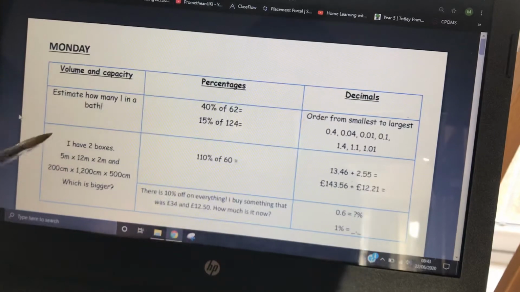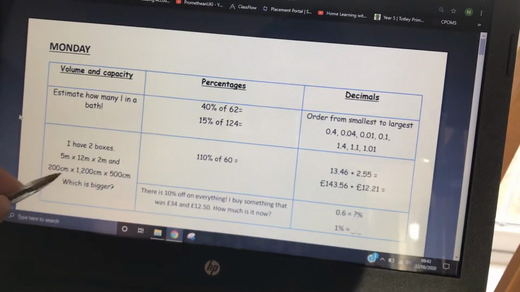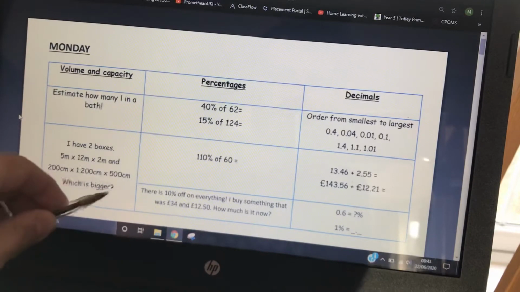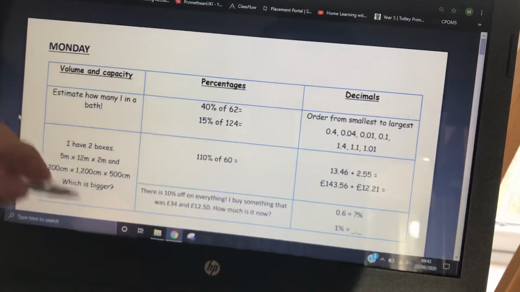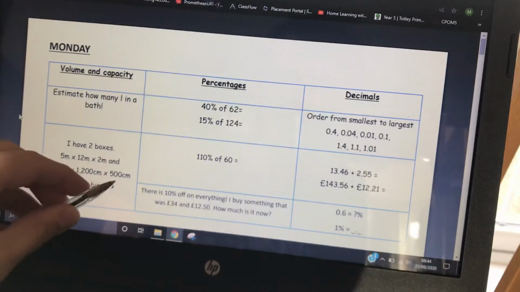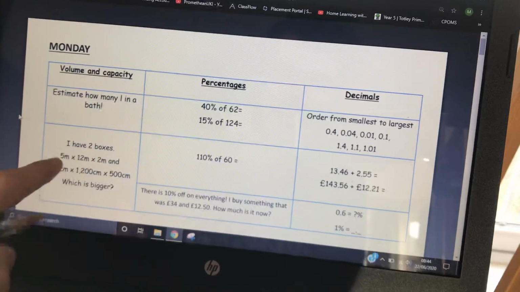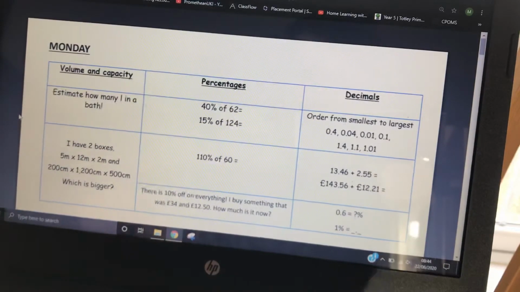So it's volume and capacity. I have two boxes. One of them is 5 metres by 12 metres by 2 metres. The other one is 200 centimetres by 1,200 centimetres and 500 centimetres. Which is bigger? So the first thing is, let's make them both metres, or let's make them both centimetres. If you make this one metres, that becomes 2, that becomes 12, and that becomes 5. And at that point you should think, oh, hang on, I've got those numbers. So basically the trick is, they're the same size, okay?